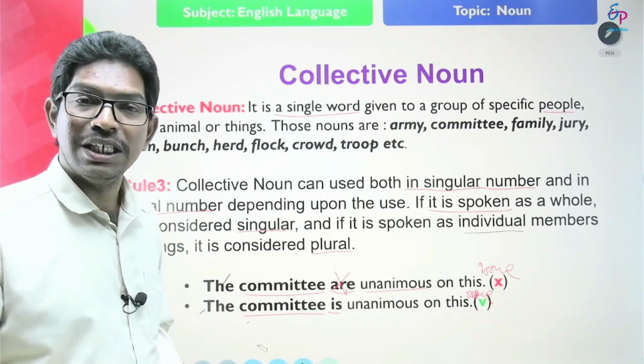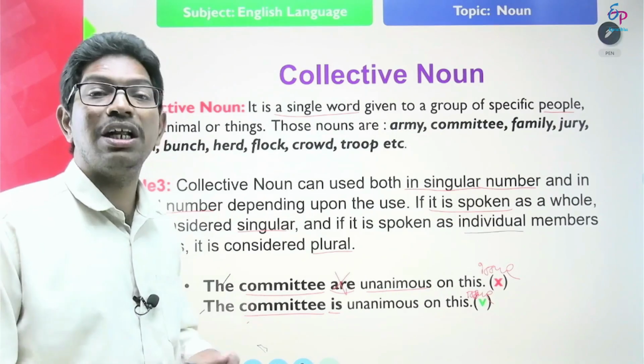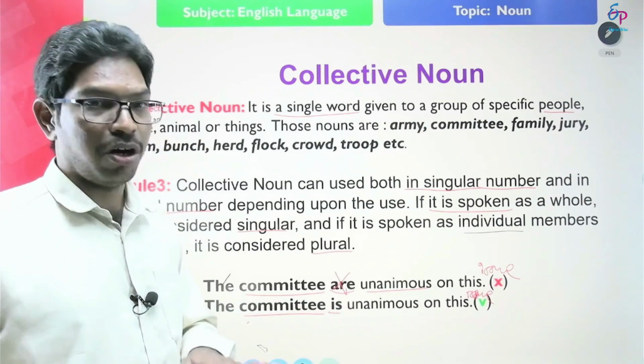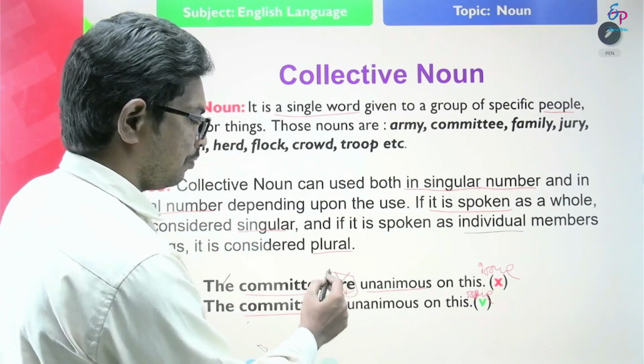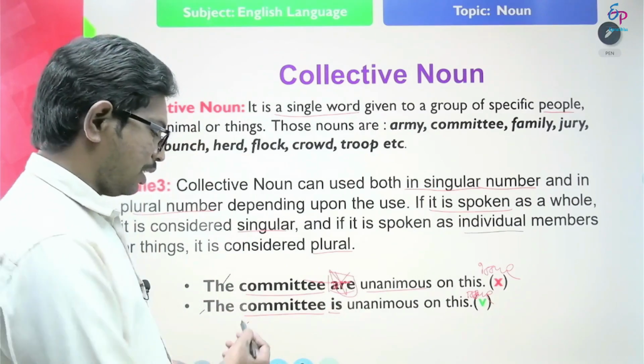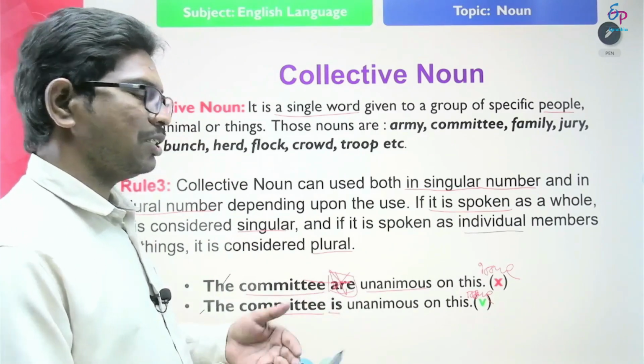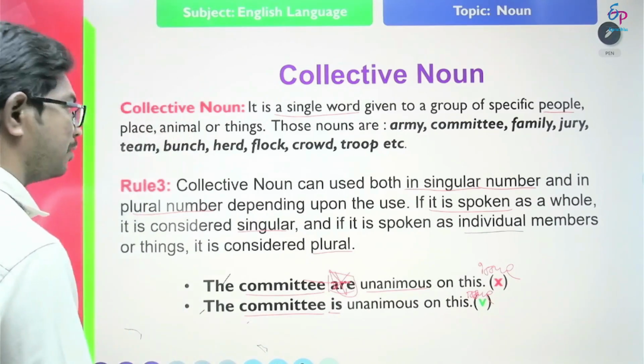Now committee is used in singular number. So we should use a singular verb, not a plural verb. Are is the plural verb. We have to remove it. What is the correct answer? The committee is unanimous on this issue. Let us see one more example.